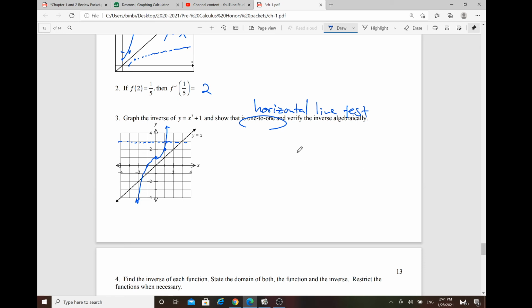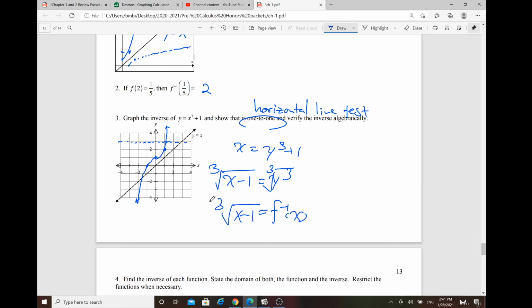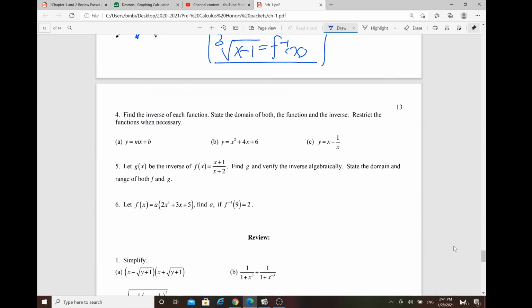And then verify the inverse algebraically. Okay, so find the inverse, swap the variable. So x minus 1 equals y cubed, and then cube root both sides. Rewrite that as inverse f of x. This one is something that we talked about in Algebra 2 already, so nothing special. So cube root, 1 unit to the right, and then it's going to be like this.